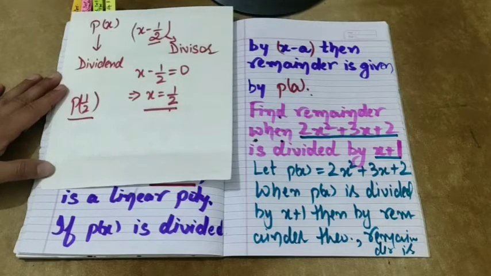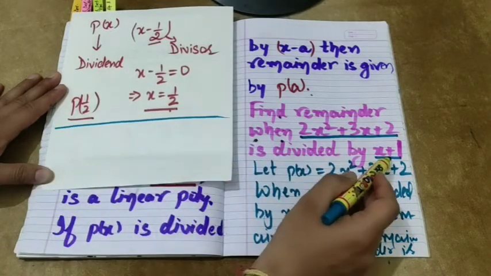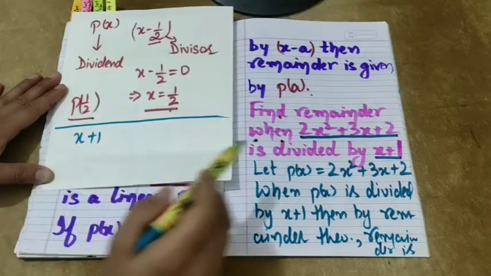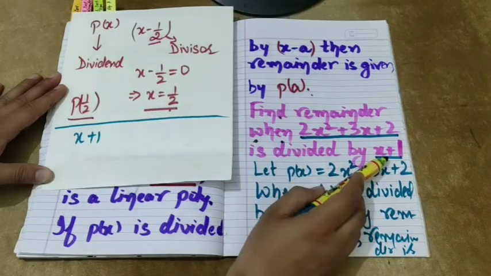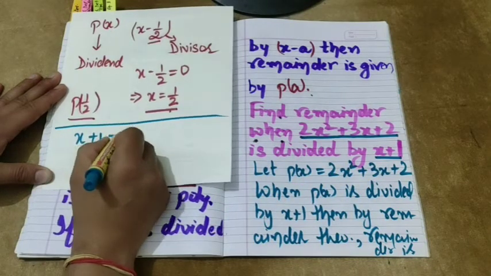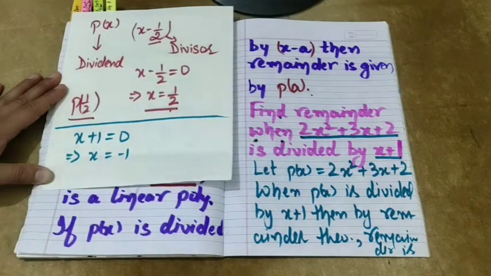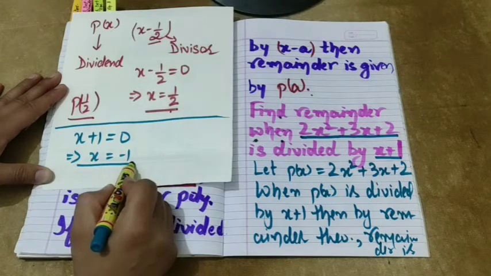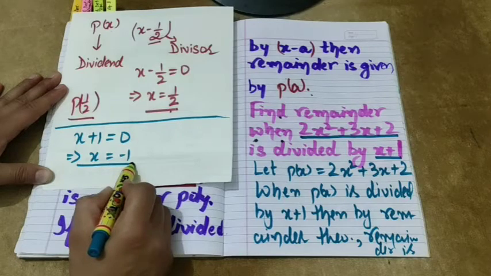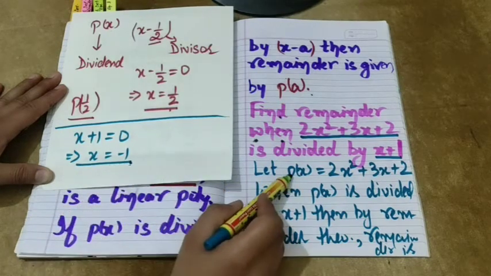As per the things which we have discussed here, we will put divisor equals to 0. Here the divisor is x plus 1 because p(x) is divided by x plus 1. That is why x plus 1 becomes the divisor. We will put divisor equals to 0. From here the value of x will become minus 1. We don't need to show this in the fair copy. We can just do this in rough work, or you can do it verbally, that will also be fine. So we will put x equals to minus 1 in the given polynomial.